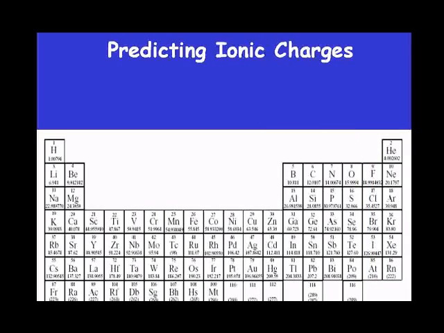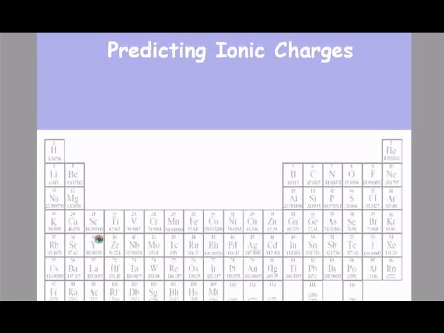Our final family, the group 18, the group 8A, the noble gas family, are stable. So our noble gases are not going to form any ions. They already have their 8 valence electrons. And then if you recall our transition metals, our transition metals can form multiple ions.